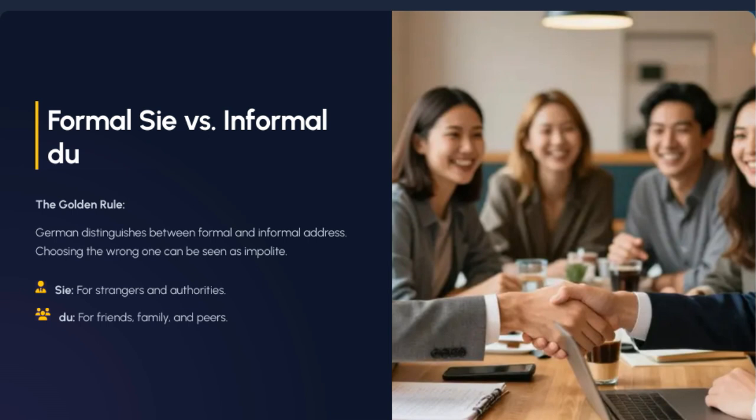The golden rule here is to be mindful of the context and your relationship with the person you're speaking to. Use Sie for formal situations and du for informal ones. Getting this right shows respect and helps you build good relationships, whether you're making new friends or interacting professionally.